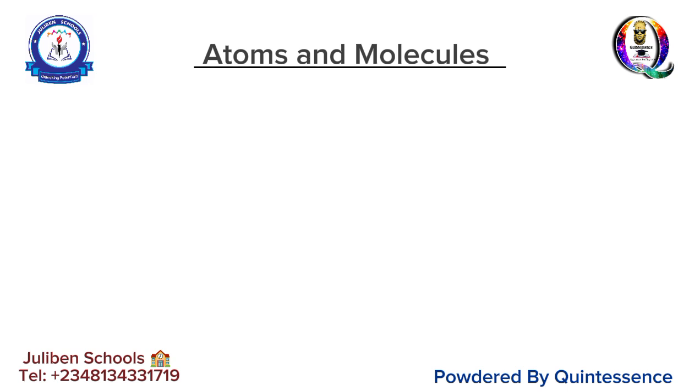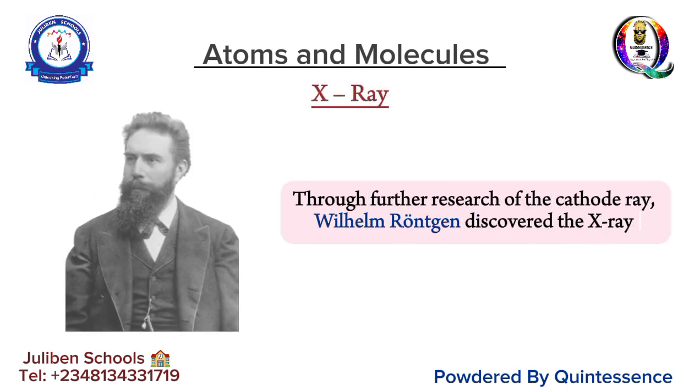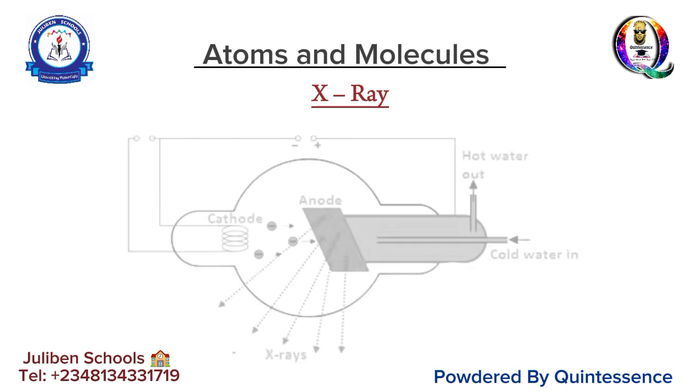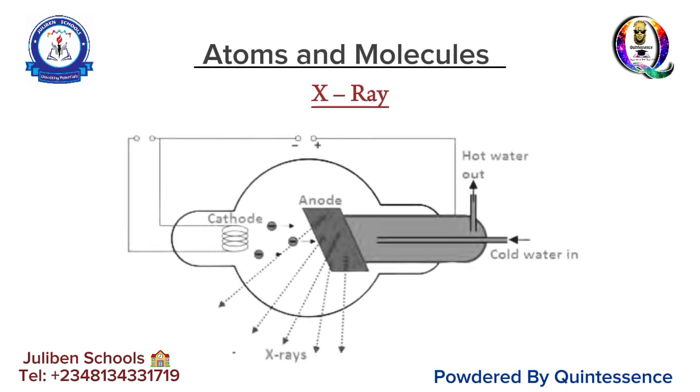So the next on the discovery line is the X-ray. Now, further research work was done on the cathode ray experiment. William Roentgen still researched on the cathode ray experiment and came up with the X-ray discovery. Now, how did this happen? He started by striking the cathode rays that were coming out from the negative terminal in a vacuum tube on a glass and a metal sheet.